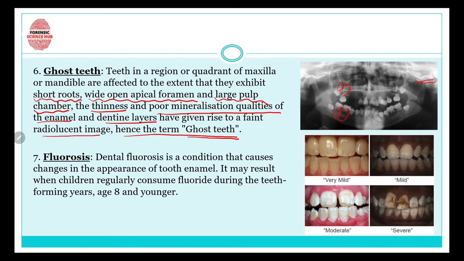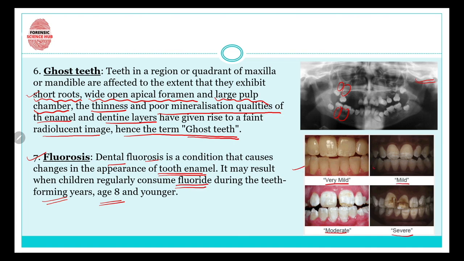So in ghost teeth, there are certain characteristics: they have very short roots, very wide open apical foramen, very large pulp chamber, and there is poor mineralization of enamel and dentine. Then comes fluorosis. Dental fluorosis is a condition that causes changes in the appearance of tooth enamel. It may result when children are regularly exposed to fluoride during the teeth developing years, that is from age 8 or younger. Now fluorosis can be very mild, moderate, or severe.